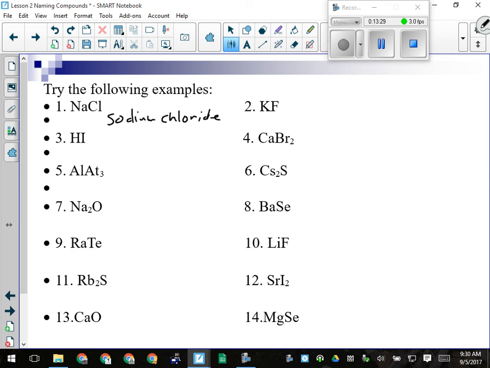But anyway, for number 2, we've got K and F. What's K stand for? Potassium. F stands for fluorine. So this is going to be potassium fluoride.